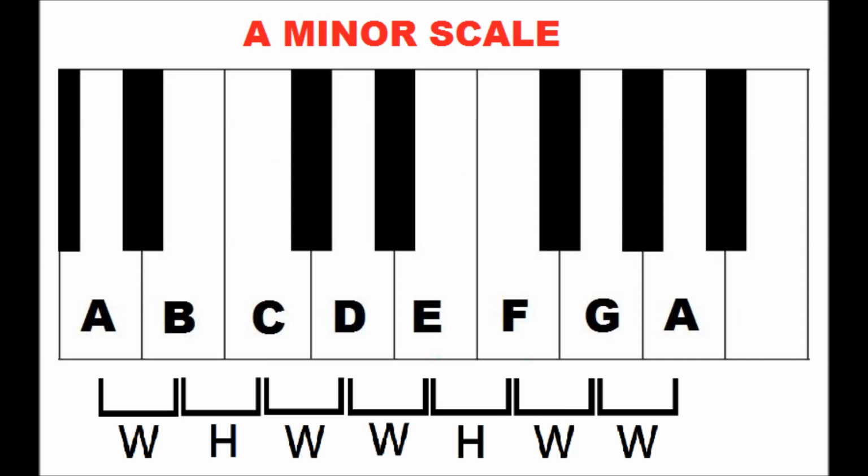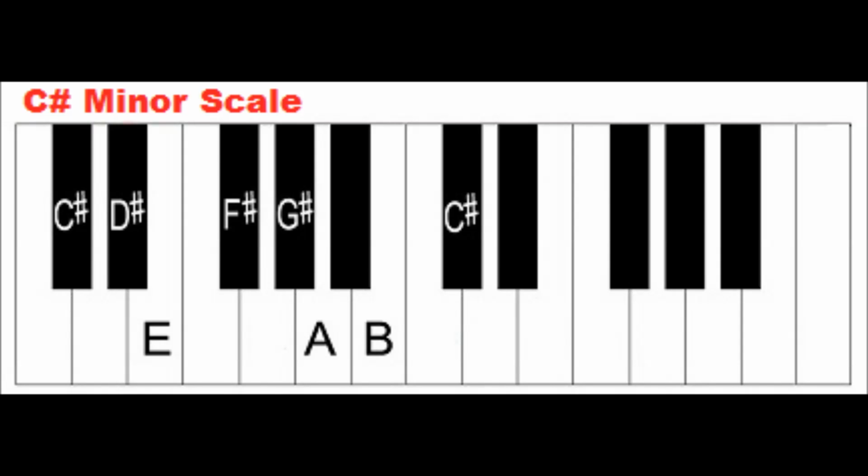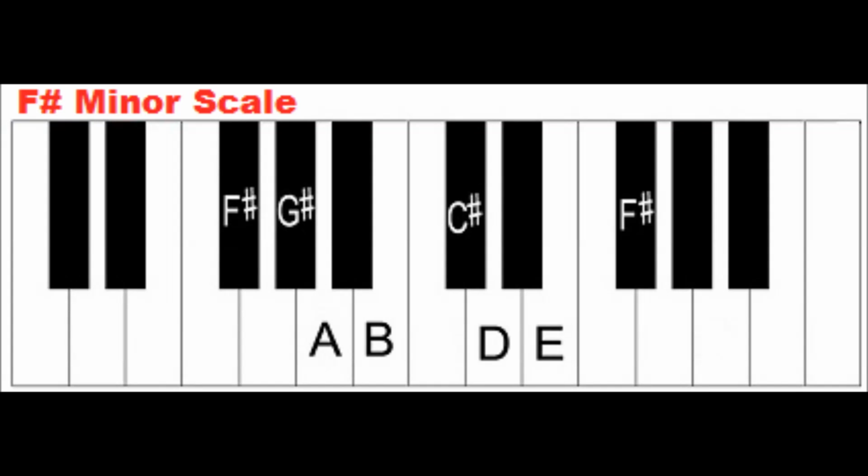Quickly, let's take a look at some more minor scales. Here's the B minor scale. The notes are B, C sharp, D, E, F sharp, G, A, B. The C sharp minor scale. The notes are C sharp, D sharp, E, F sharp, G sharp, A, B, C sharp. The F sharp minor scale. The notes are F sharp, G sharp, A, B, C sharp, D, E, and F sharp.